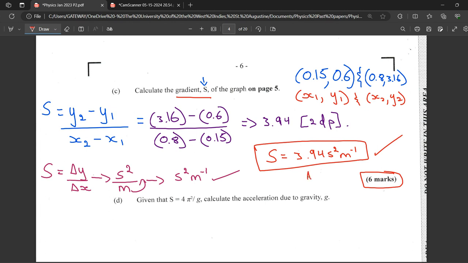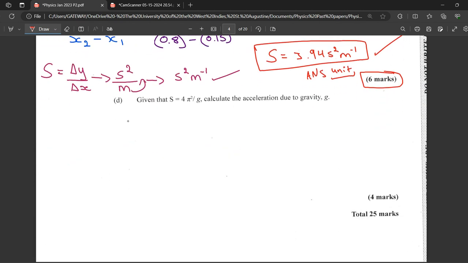Answer with unit, right? Very important. Now the next part, let's say given that s is equal to 4 pi squared all over g, calculate the acceleration due to gravity, right?